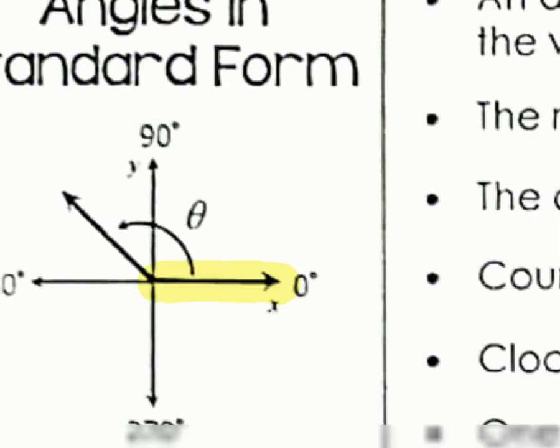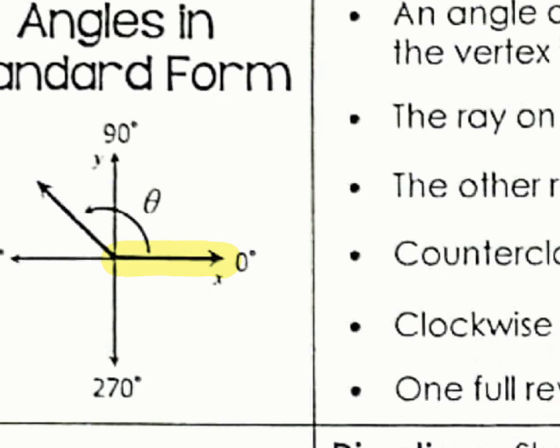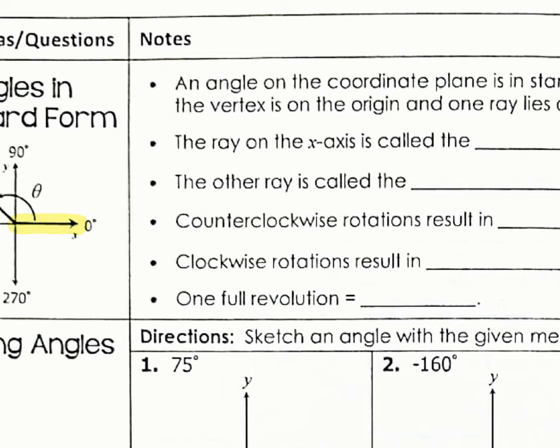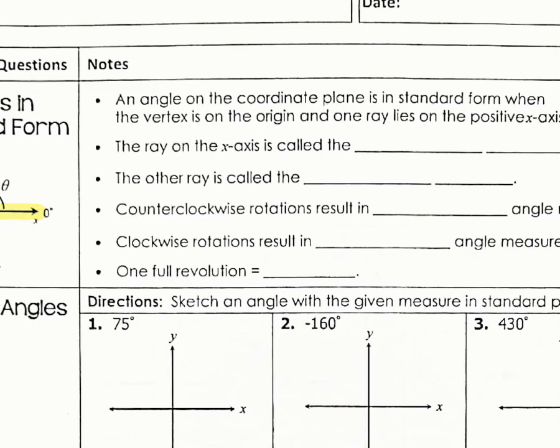So all the angle measures that we're going to talk about today begin from this location, okay? This is the positive x-axis. And when we talk about these different angles today, the ray that's on that x-axis is called the initial side.